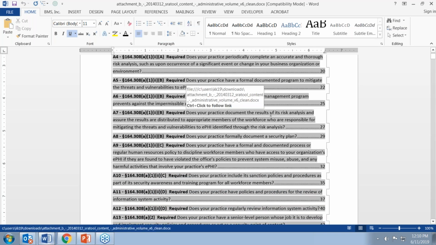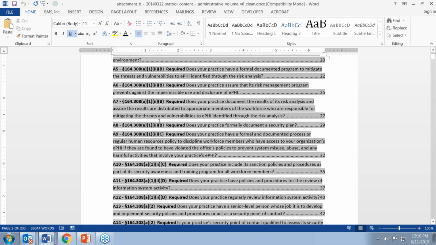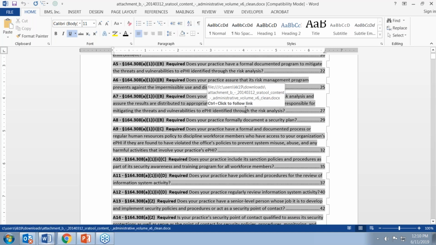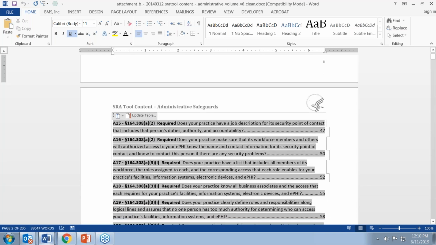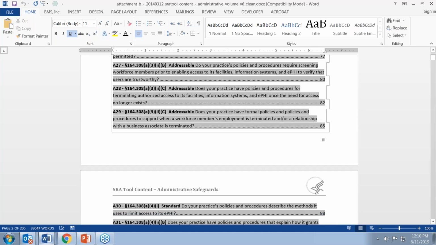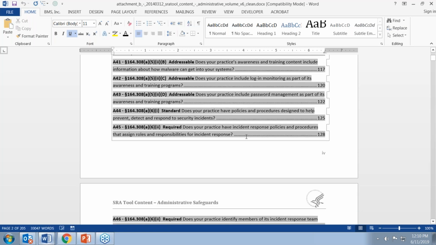Does your practice document the results of its risk analysis? That seems a little bit like it's going to be folded into your initial policy. Yes, we know what to do if we analyze a risk and we have to address it, which is a loaded question because you need to have the proper team in place to be able to address these things.